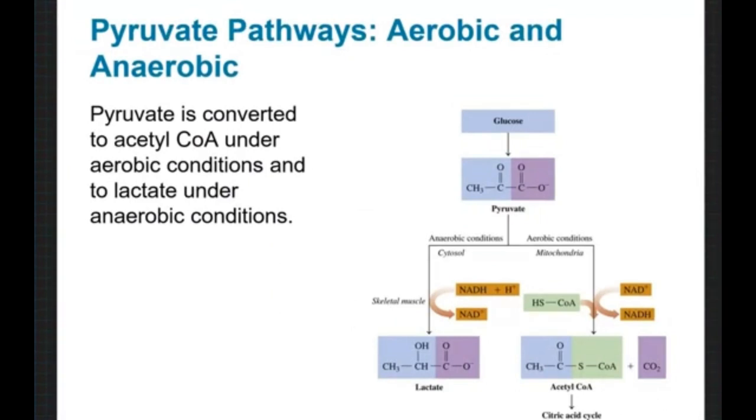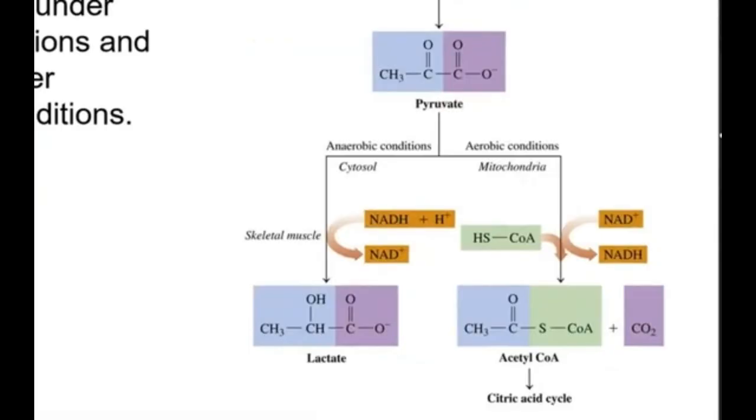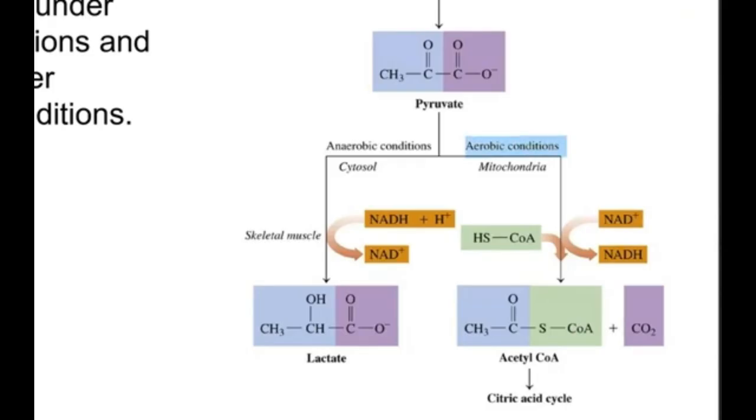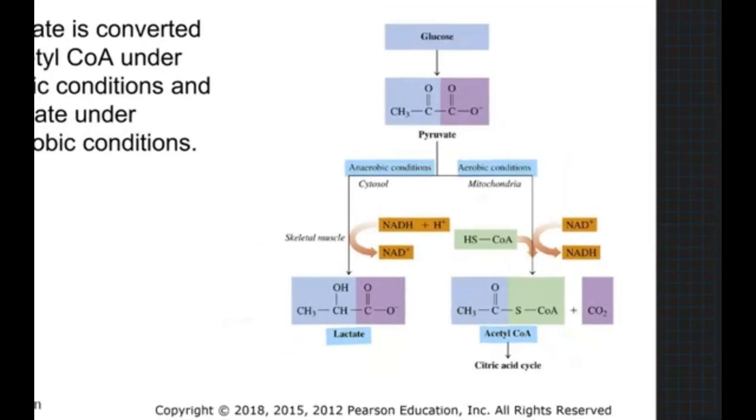So then the cell has to make a choice. If oxygen is available, i.e. under aerobic conditions, the cell will convert pyruvate into acetyl-CoA, this molecule. If conditions are anaerobic, pyruvate will enter the fermentation process, mostly in the skeletal muscles, and will be converted to lactate, lactic acid.